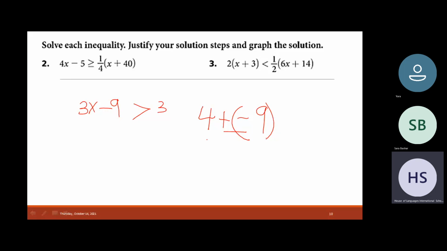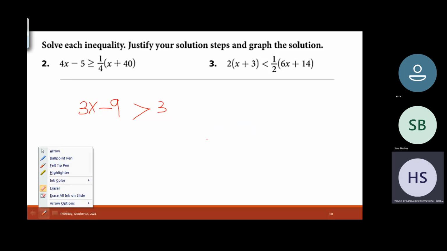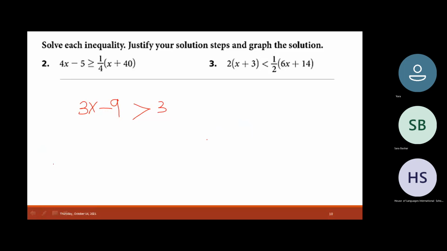So now, 3x minus 9. Why only this? Because x is the common one. 3x minus 9 is greater than 3. How do I solve it? As I did in the equation. First step, as we did. Remember the equation. We have 3x minus 9. What do you have to do first? Look at the 3x here. It's minus 9. How can I move negative 9 to the second side?